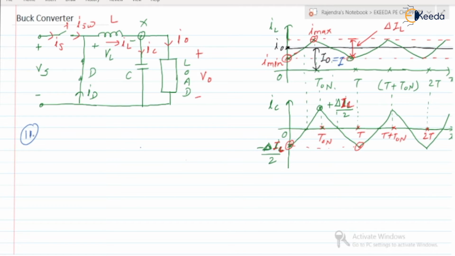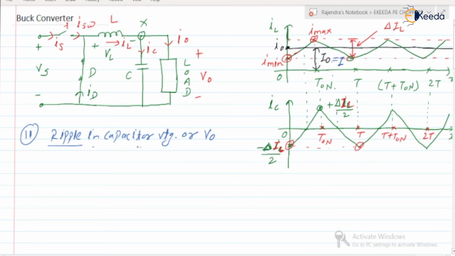it is given that the ripple in capacitor voltage, or we can say the output voltage, that is V0.